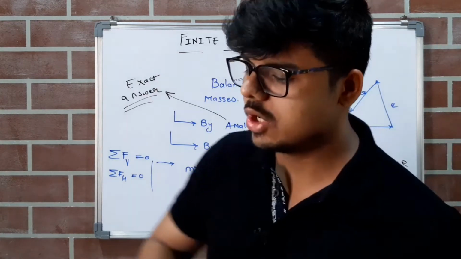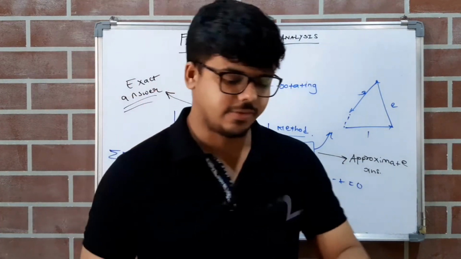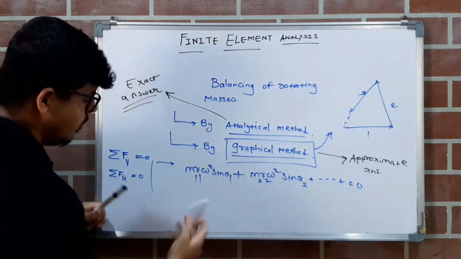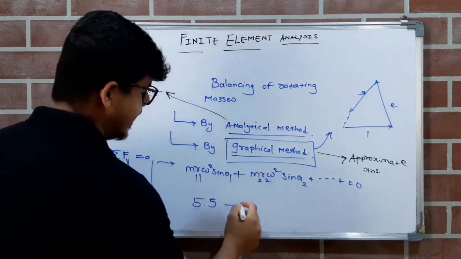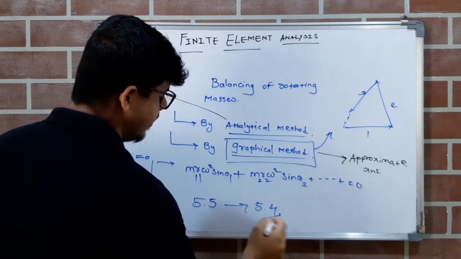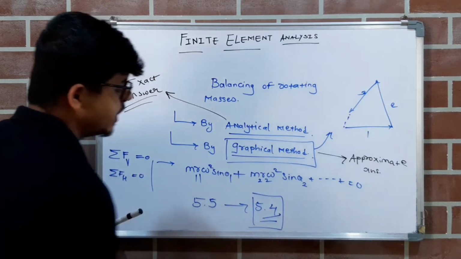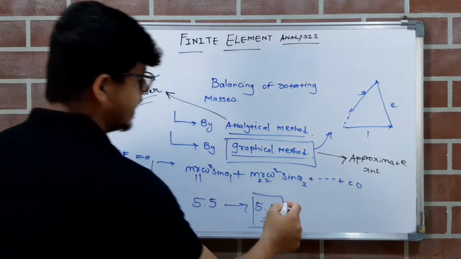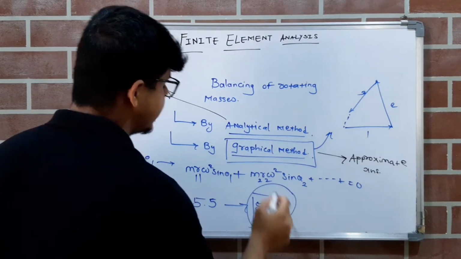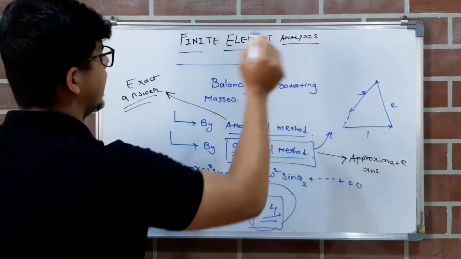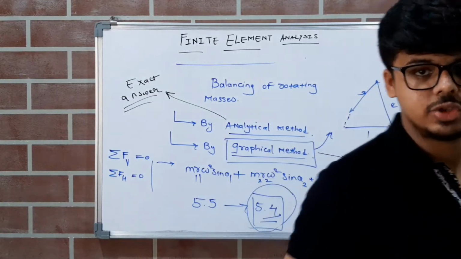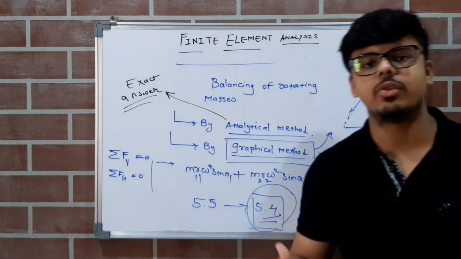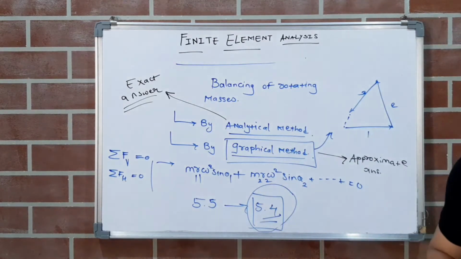We cannot just go and say that if the exact answer is 5.5, let's write 5.4 as our answer. No, we have to follow certain steps to get this approximate answer. So these steps are included in finite element analysis or the finite element method, right? So we created this background that we have to find approximate answers.